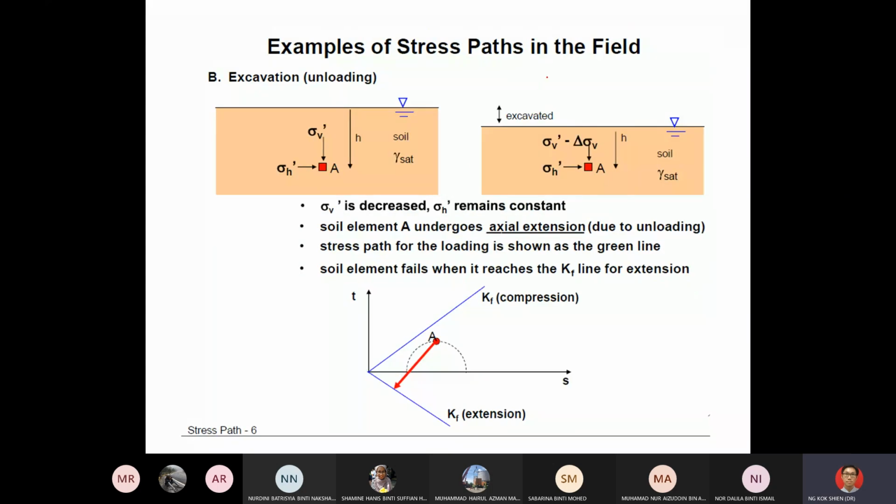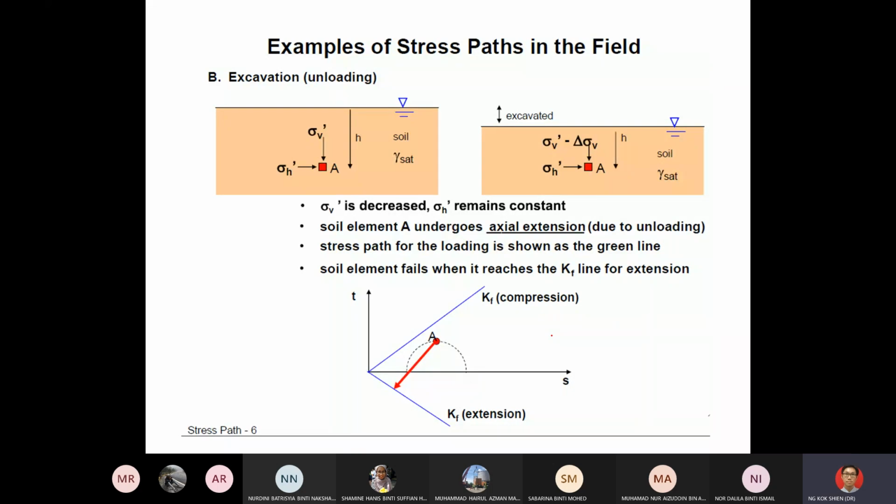For unloading problems, we have a negative delta sigma V, but the sigma H still remains constant. So this is an unloading problem, where the overburden is reduced and excavation happens. So the stress path will go in this direction, and eventually you will fail also. So this is an example of stress path in the field.